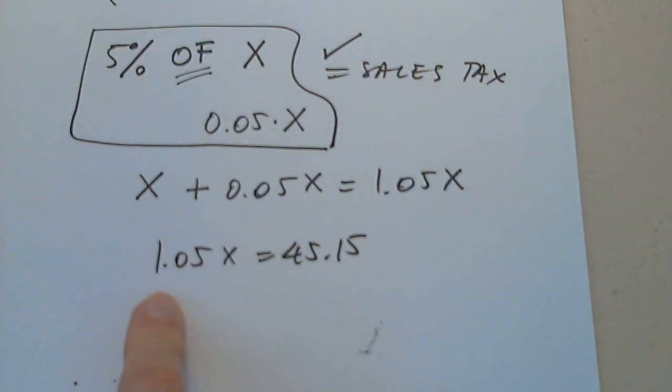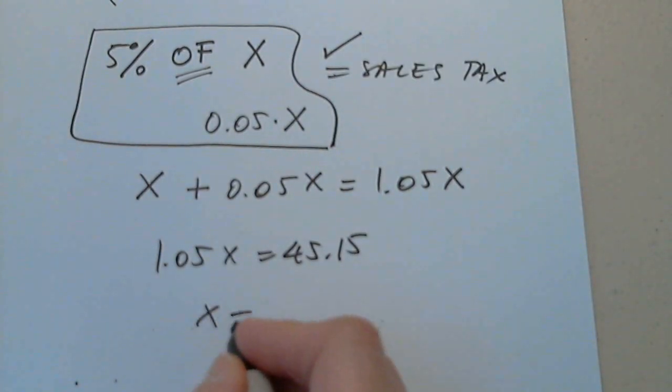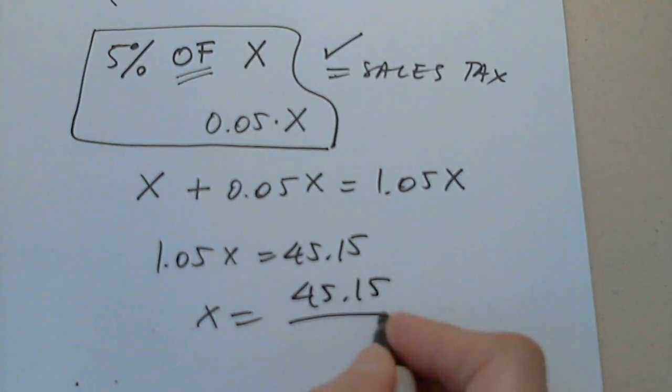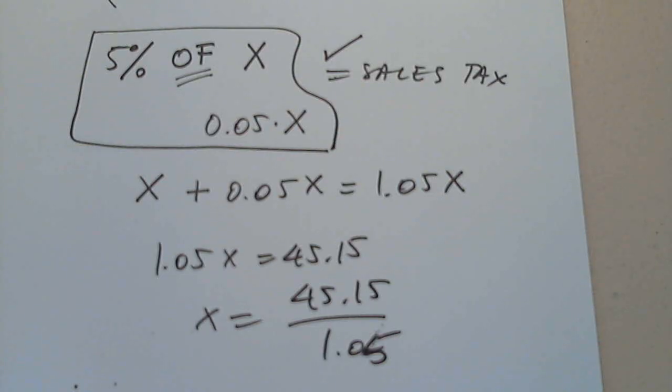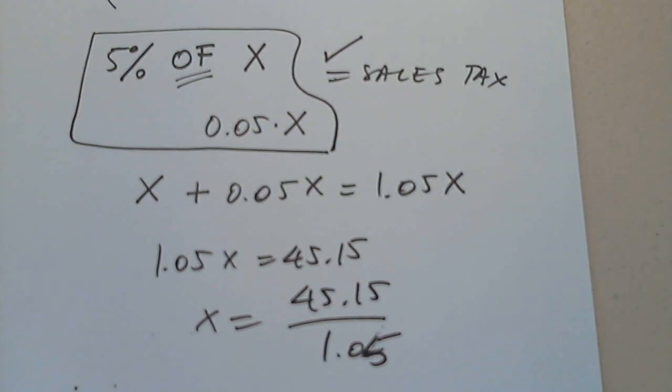And then when we combine these two, we get 1.05x, and 1.05x equals 45.15. And of course, I'm going to divide both sides by 1.05. And yes, I'll multiply by 100 and simplify, and I get the answer. So 45.15, and I divide this by 1.05, and I get the answer as 43.